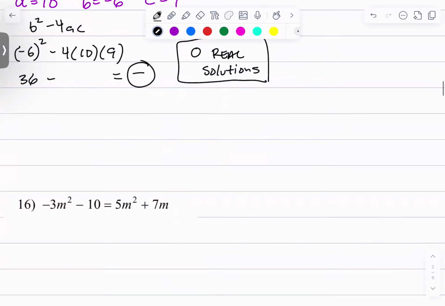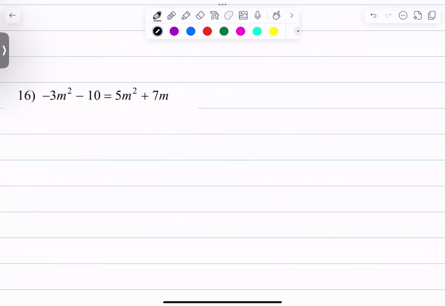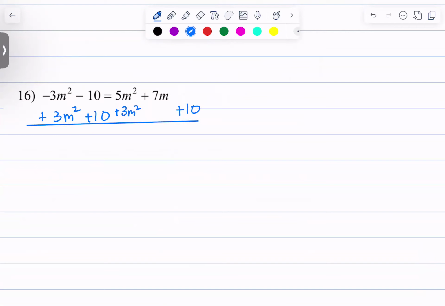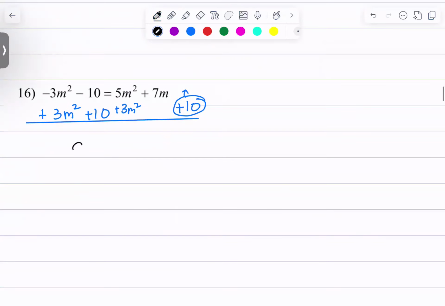All right. Number 16, or my fourth example, I am going to add 3m squared and add 10, add 3m squared and add 10. Notice that where I put the second 10, I put the second 10 here. That's above nothing because there is no like term, right? So I'm going to organize it that way.